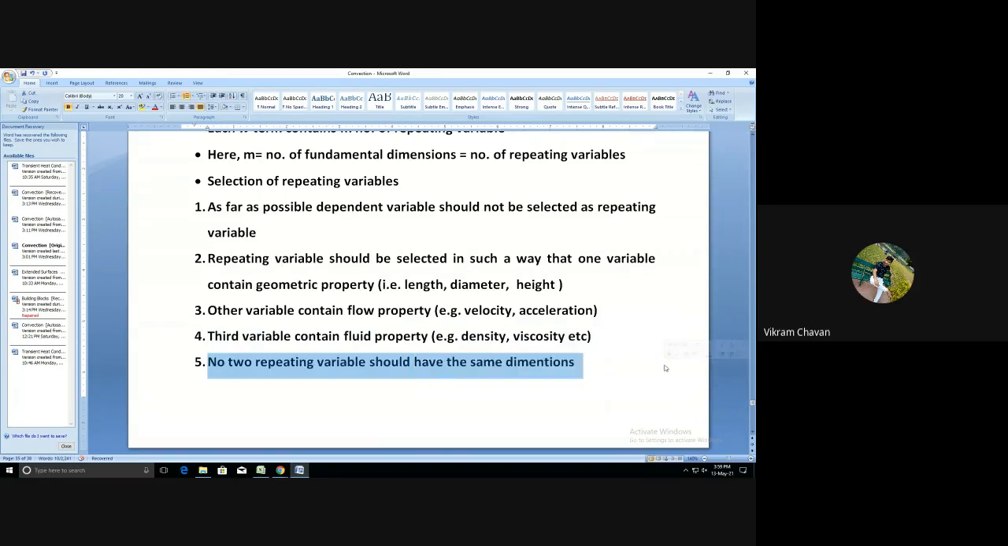Okay, then the next important thing is that no two repeating variables should have the same dimension. This is also important. Dimension means what? If you are going to select the length and diameter as repeating variables, then length and diameter both have the same dimensions. So while selecting the repeating variables, you have to be concerned about the dimension. You should know the dimension of each and every variable, so that you will come to know that the repeating variables do not have the same dimensions. So here the statement is: no two repeating variables should have the same dimensions.